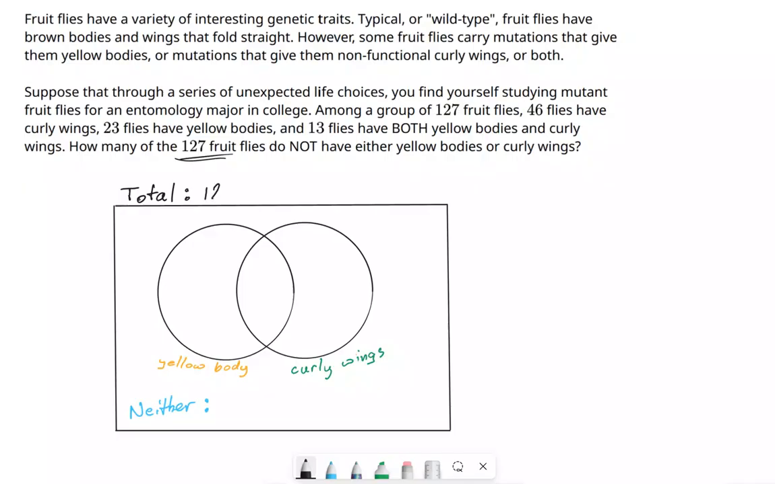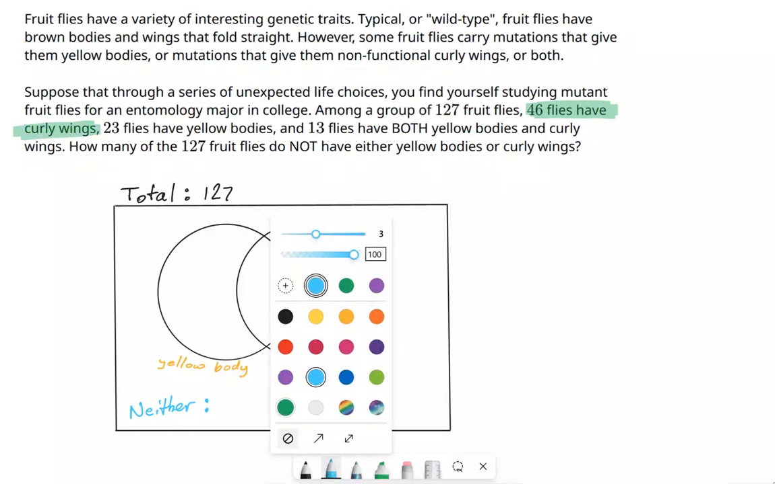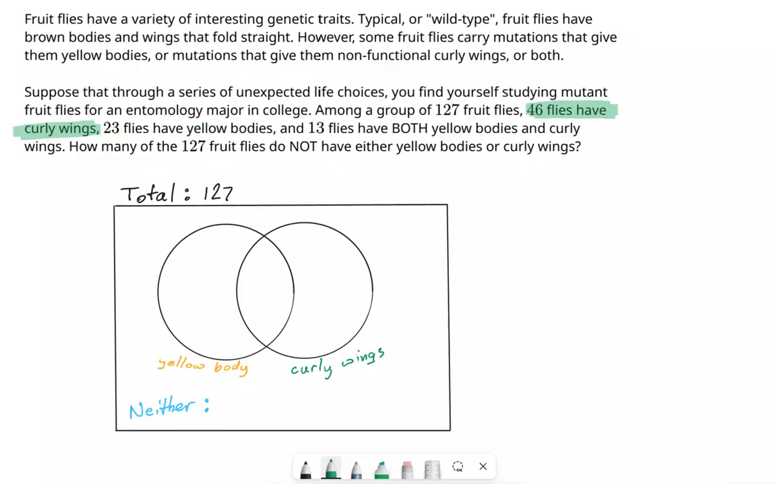So I'm going to write that on the outside of this box and say my total number of fruit flies is 127. Next, I'm given some information about them. So it looks like 46 of these fruit flies have a genetic mutation that makes their wings curly, which is not great because then they can't fly. So not very useful for them to have this mutation. So I'm going to put that information right here under curly wings. That is 46, and that refers to this whole circle on the right side.